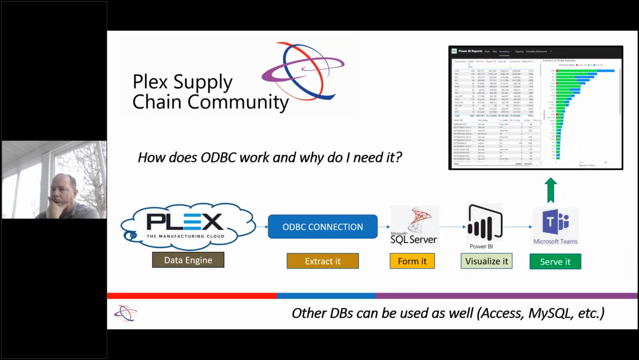So how does ODBC work and why do I need it? Something that I'm disappointed in myself about is that it's been available for a long time, and we just never leveraged it, probably because we were implementing and weren't thinking on more of a corporate objective level. Plex is obviously our data engine, and ODBC we use to extract that data. Now we're utilizing SQL to form it, Power BI to visualize it, and obviously Teams to serve it. Other databases can be used that don't have to be SQL, like I mentioned, Access.